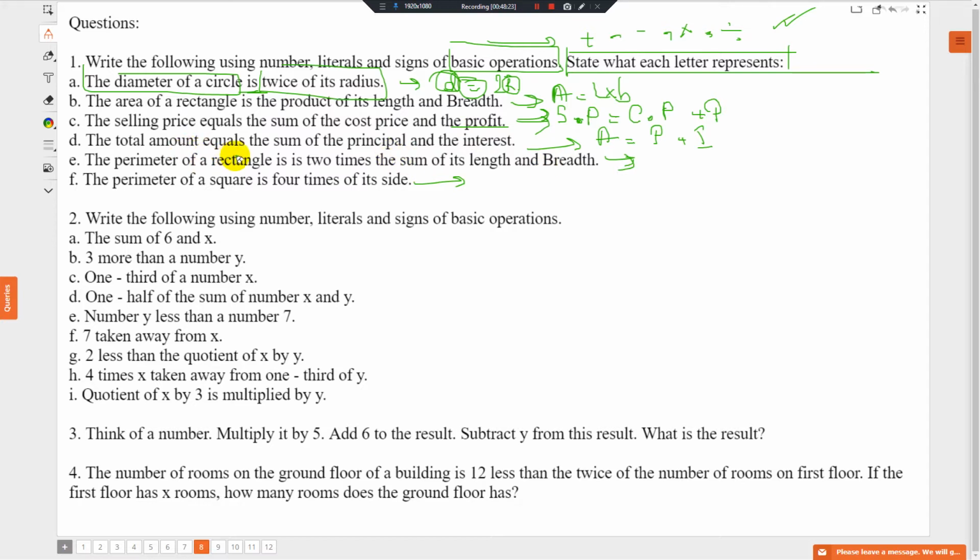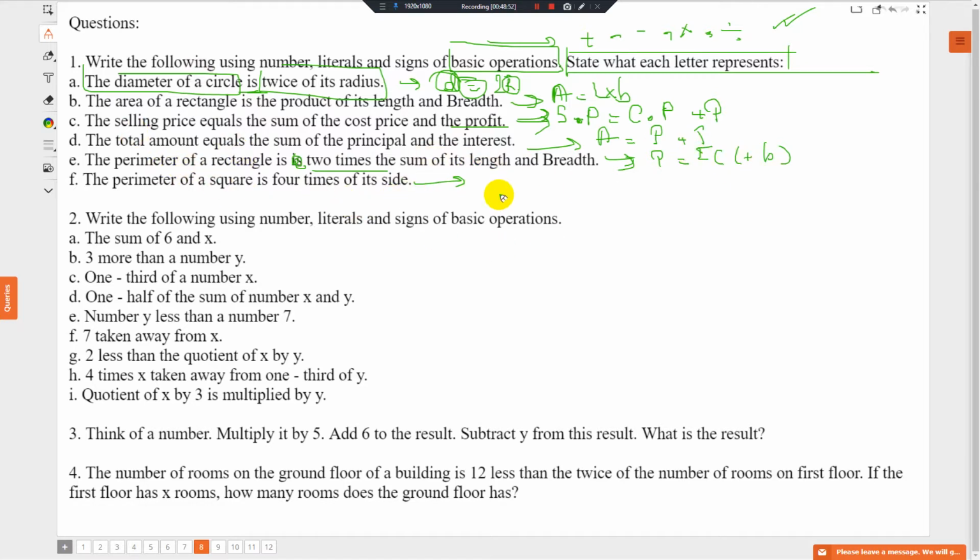Now the perimeter of a rectangle is 2 times the sum of its length and breadth. The perimeter is P, so P is equal to perimeter, 2 times the sum of that, that is L plus B, where L is equal to length and B is equal to breadth.